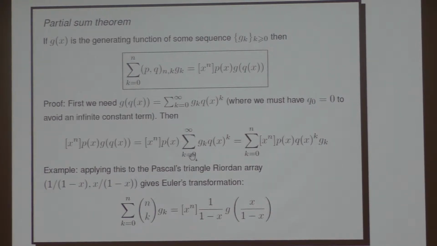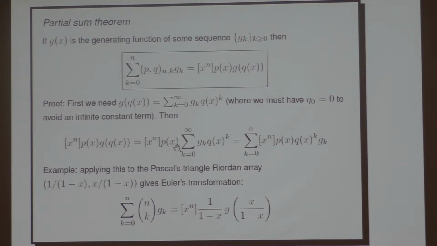We're summing over k, so we can take the p(x) outside. So the p(x) is already outside. We're just changing this g(q) into this expression here. It's a sum over k. We're allowed to put this p(x) inside.